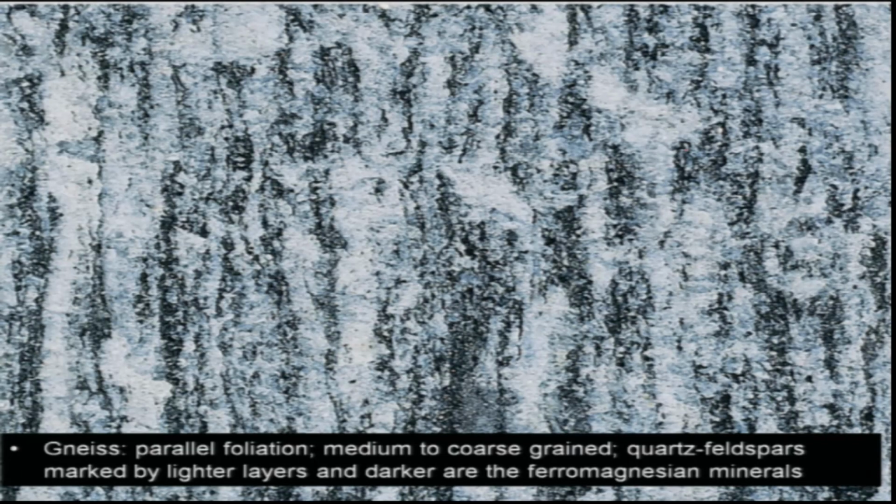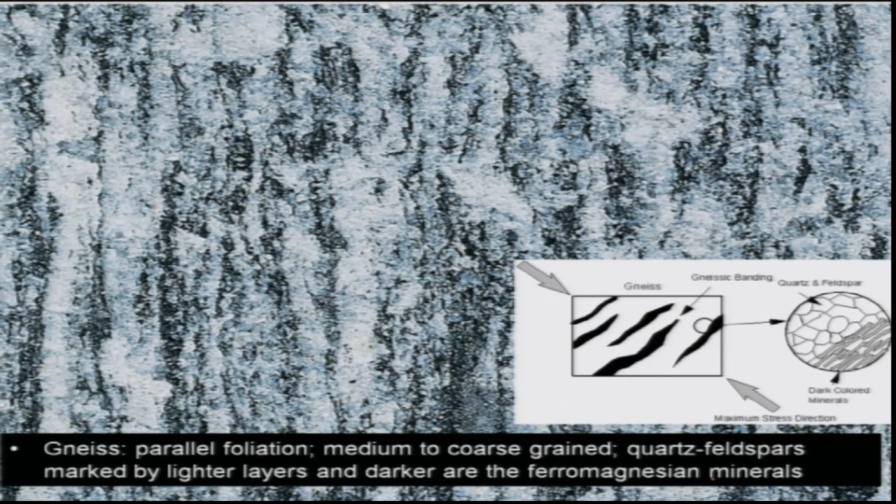So these are the gneiss, as we have seen. We are talking about going from granite to granitic gneiss. Parallel foliations, medium to coarse grained quartz and feldspar, mainly marked by lighter layers, and the darker ones are the ferromagnesian minerals here. So these are gneissic rocks. You will have some very typical darker layers found in the gneiss.